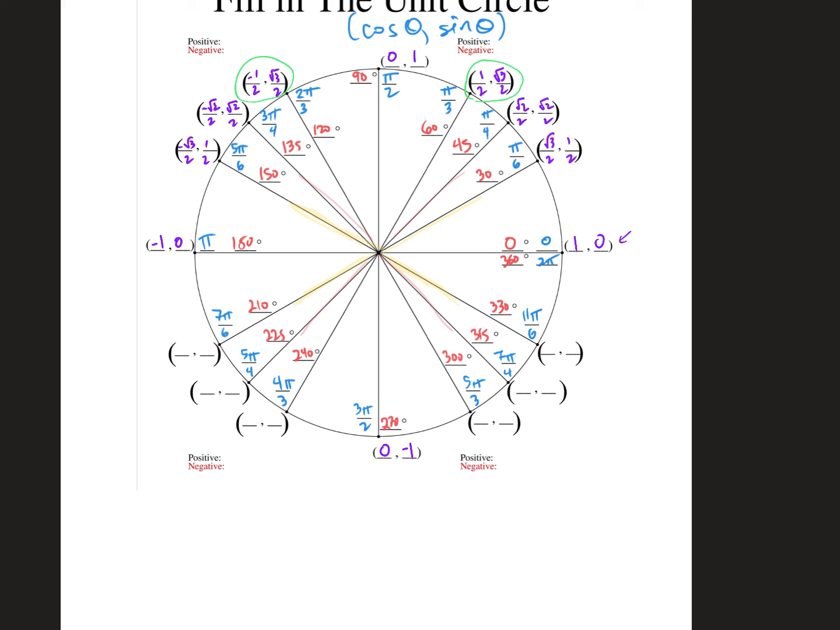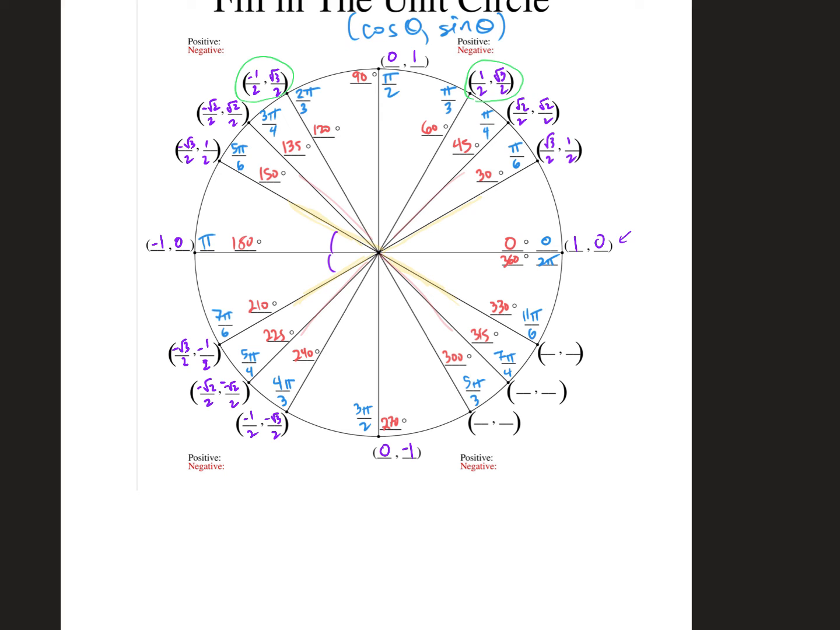Now, if I look in the third quadrant, the same idea happens, except you're in the third quadrant. So both the x and the y are negative. So this is negative root 3 over 2 and -1/2 because it matches up with the 30-degree reference angle. This is negative root 2 over 2 and negative root 2 over 2 because it matches up with the 45-degree reference angle. And this is -1/2, negative root 3 over 2, because it matches up with the 60-degree reference angle.